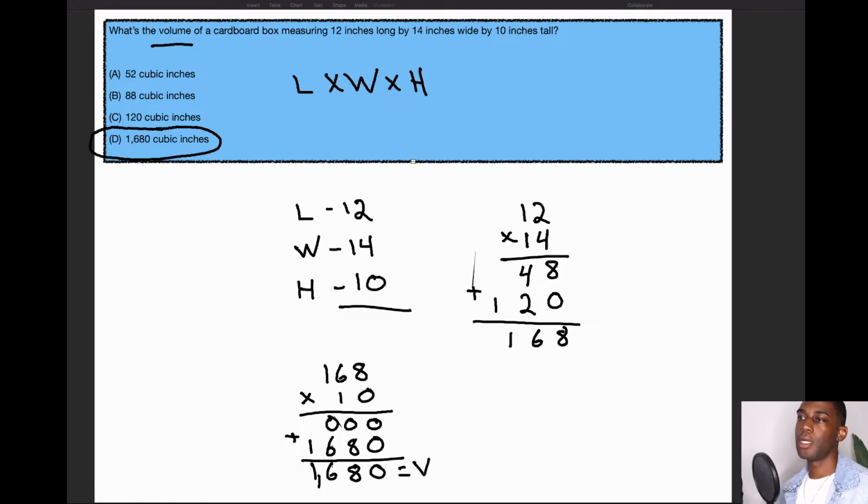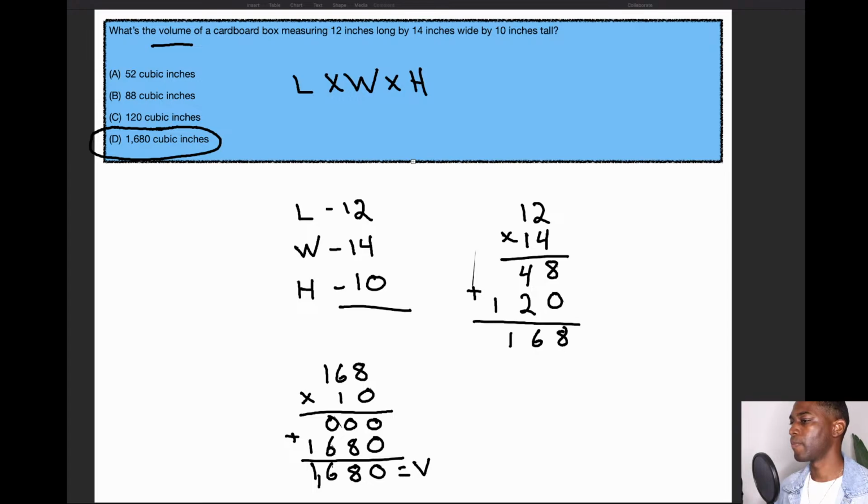I want to hear y'all's honest input. A question like this, is it easy? Is it difficult? Go ahead and tell me, but keep it real. Is this easy for you? Is it difficult? Is it like in the middle? Let me try to gauge y'all's difficulty when it comes to this math question, volume type questions.